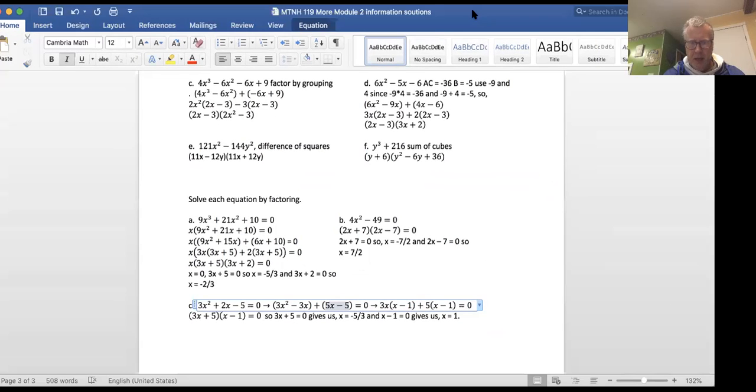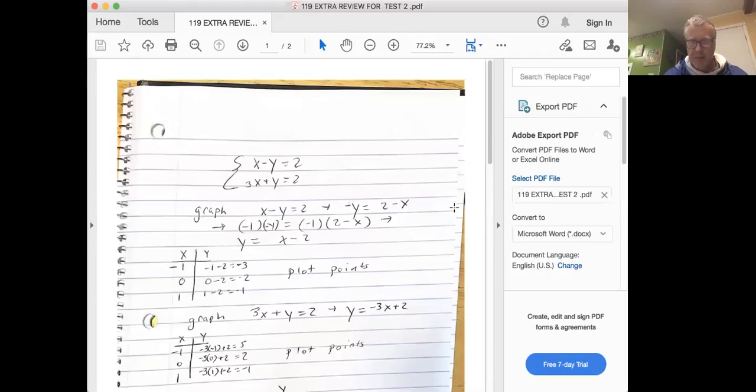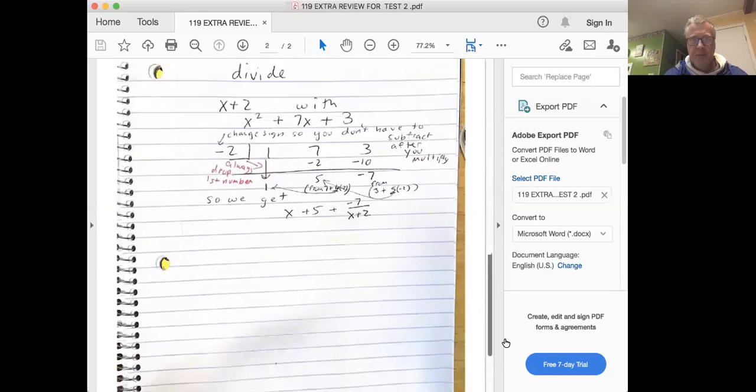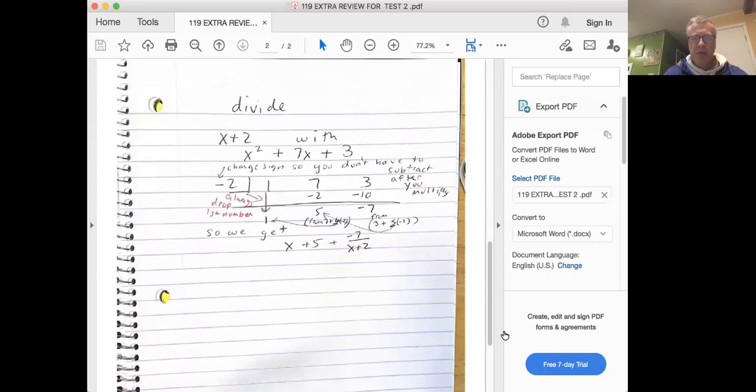Let me now go back here and let me share another screen with you. Here we go. You're going to receive this today. It deals with the work of that system of equations. And then also, I threw in a synthetic division problem. Let's talk about synthetic division for a minute.